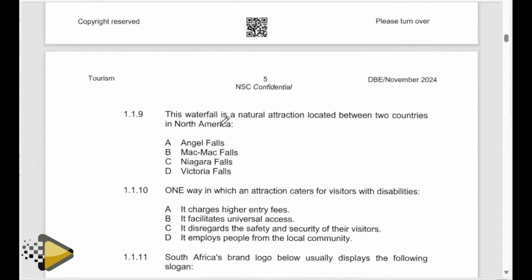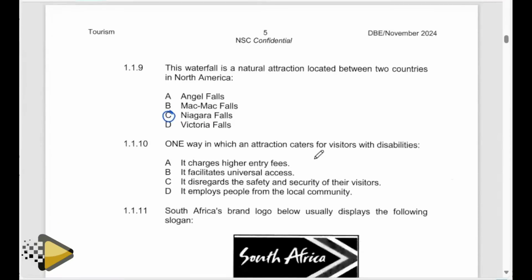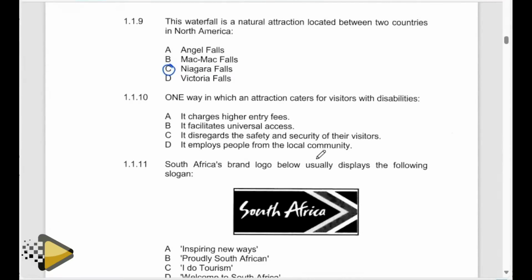Then 1.1.9, this waterfall is a natural attraction located between two countries in North America. So the Niagara Falls is the natural attraction located between two countries. So the correct answer would be the letter C, the Niagara Falls. Then moving on to the next one, 1.1.10. One way in which an attraction caters for visitors with disabilities. In order for an attraction to cater for tourists with disabilities, it should have what we refer to as universal access. It should facilitate universal access where people can access the attraction regardless of their physical disabilities.